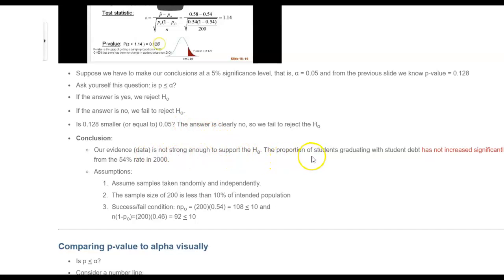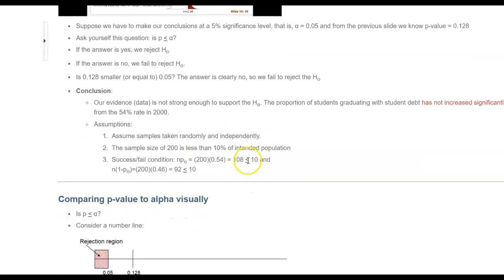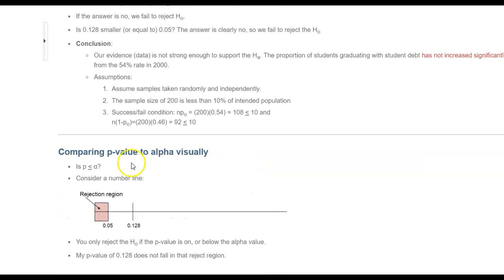The proportion of graduates with student debt has not increased significantly from the 54% rate in 2000. And to see more, compare p-values to alpha values.